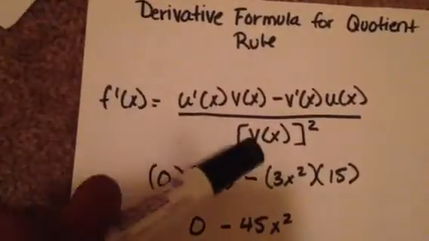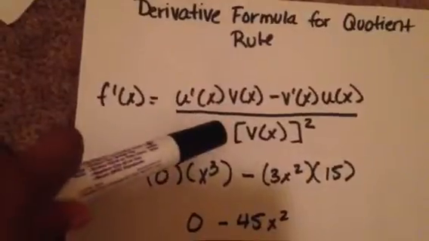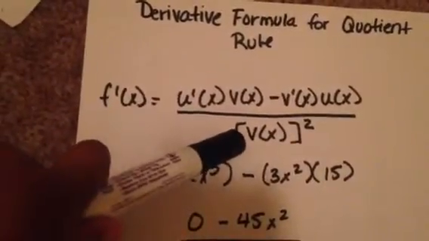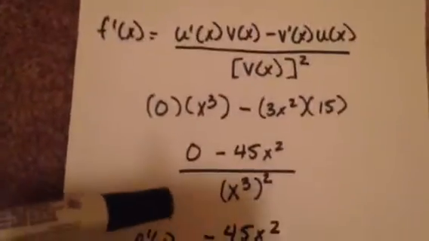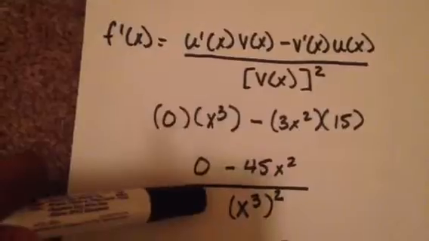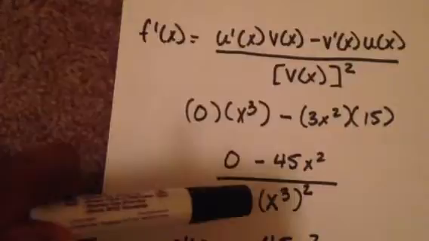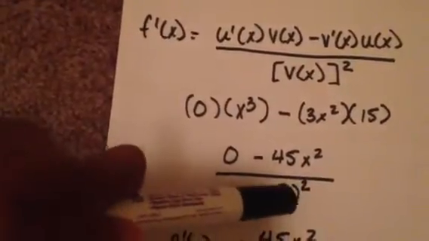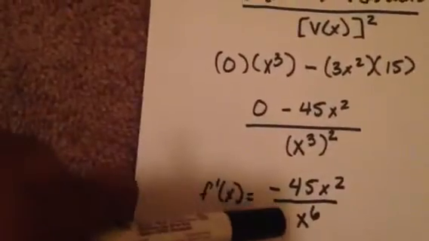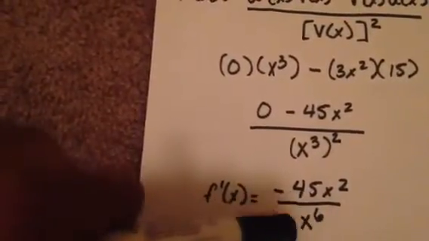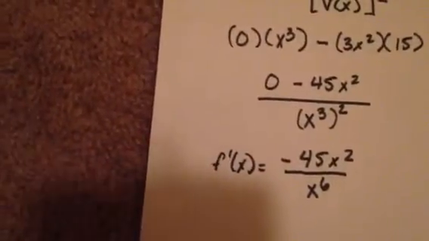Don't forget that we also have to keep in mind our denominator in our f prime of x formula. So we then bring on our v of x, which is our x cubed, and also our squared. So now that we brought down everything and everything is in our function, we then solve for x cubed squared. So now we have negative 45x squared all over x to the 6th. And this is giving us our f prime of x.